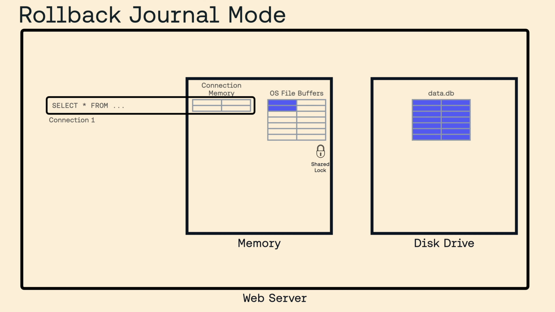Then the data being read is copied into the process or connection's memory, where it can be used by the application. Now, by copying the data to the OS buffers, subsequent reads of the same data will potentially be faster because you're avoiding slow disk I/O.